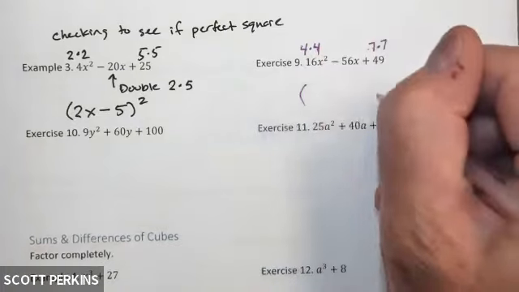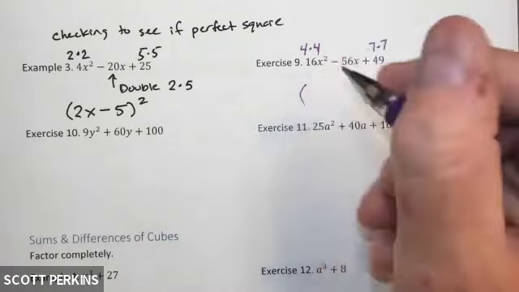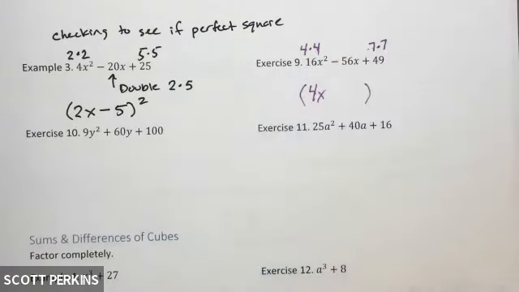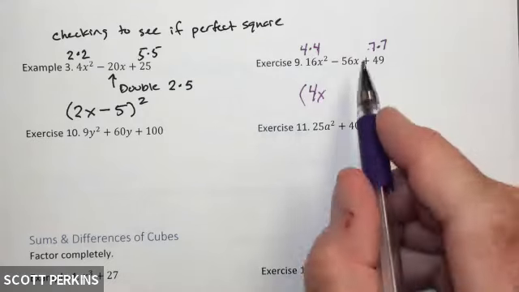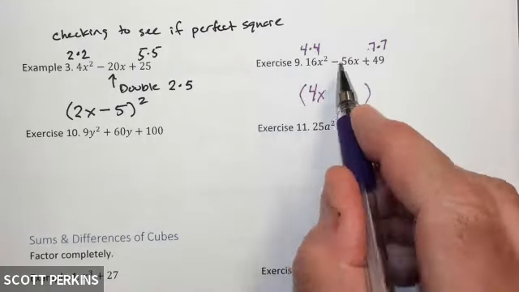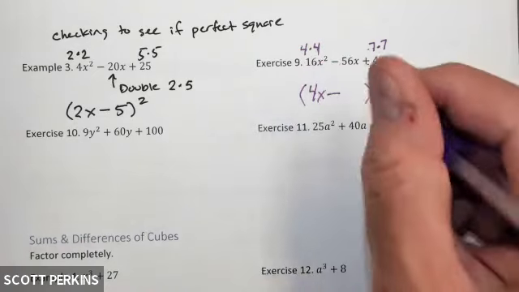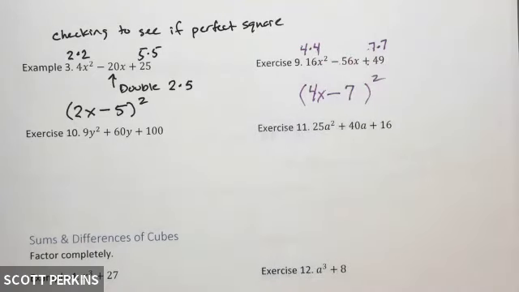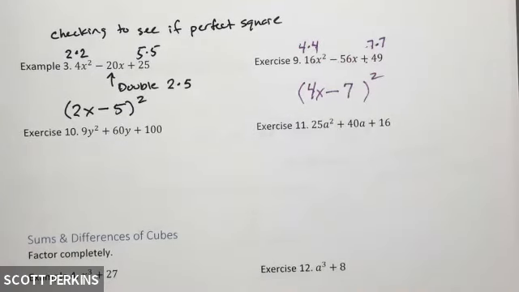So here we go. It's a perfect square trinomial. So 16x squared is 4x times 4x. My signs are the same. They both have to be negative. And then 49 is 7 times 7. And there we go. There's my factored expression.